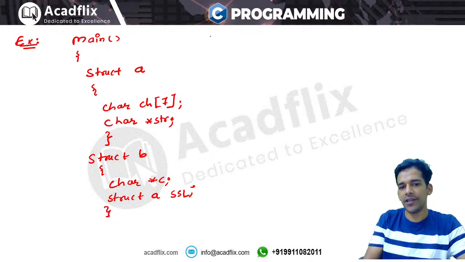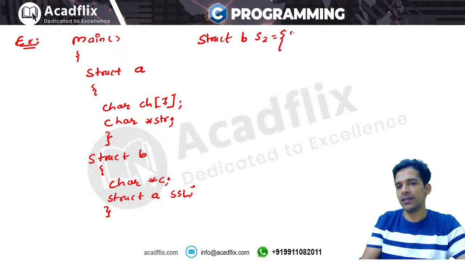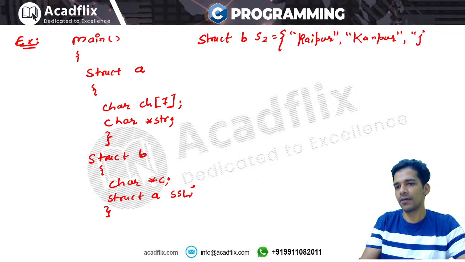Then let us say we are initializing the structure b, and let us say we are taking a variable s2. So in this I am saying Raipur, Kanpur and Jaipur. So these are the three values I have initialized in the structure b.